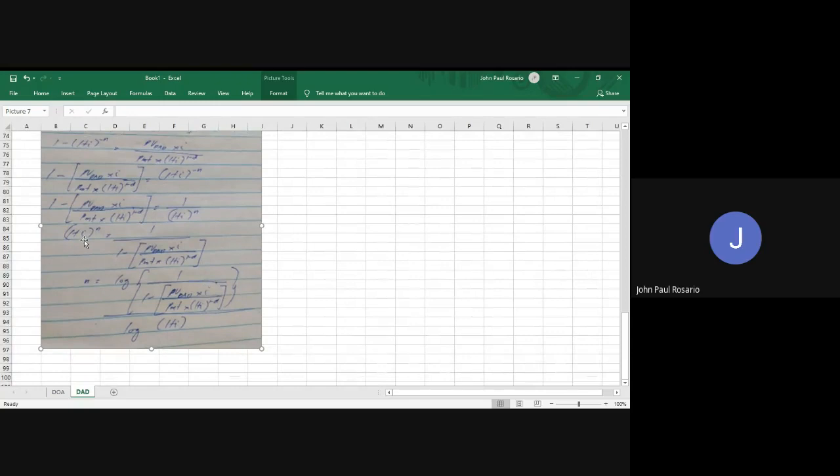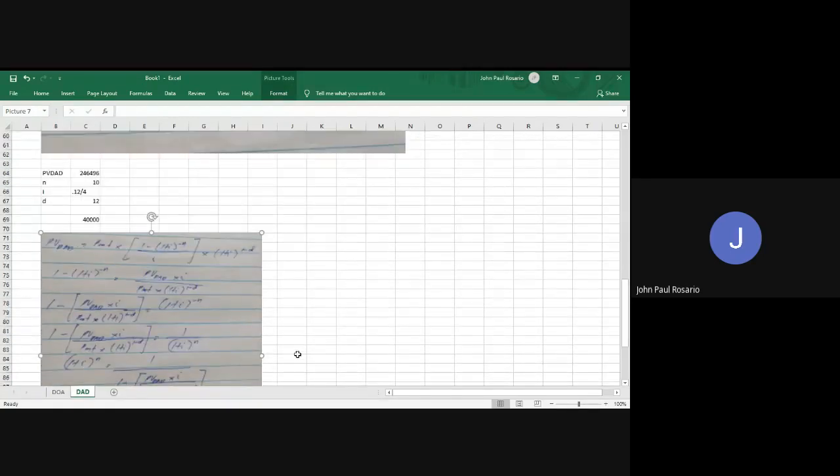And then from that, makalog na ito. So N equals logarithm of 1 over 1 minus PV dot times I over payment times 1 plus I to the power of 1 minus D, all over log of 1 plus I. So sundan ninyo ang pag-derive sa formula? Yes, sir. Guys, nasundan ra? Yes, sir. Okay.